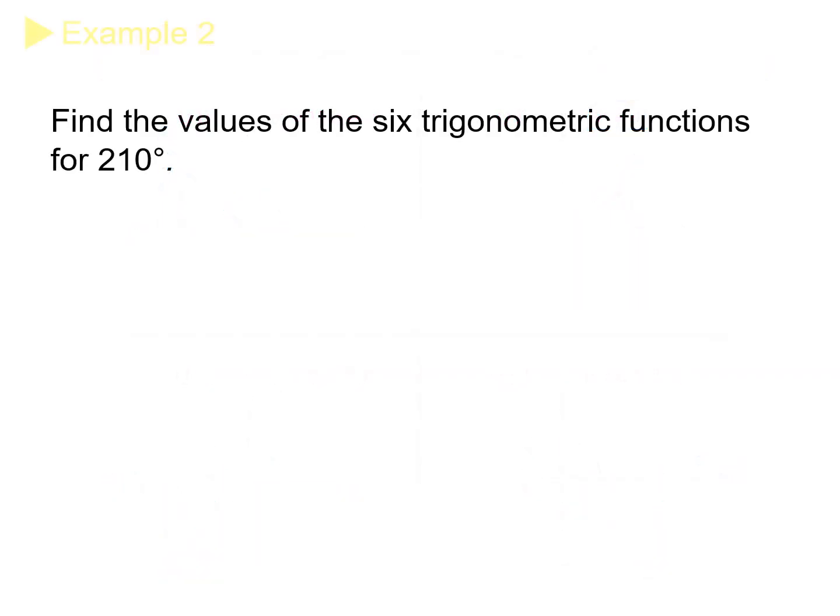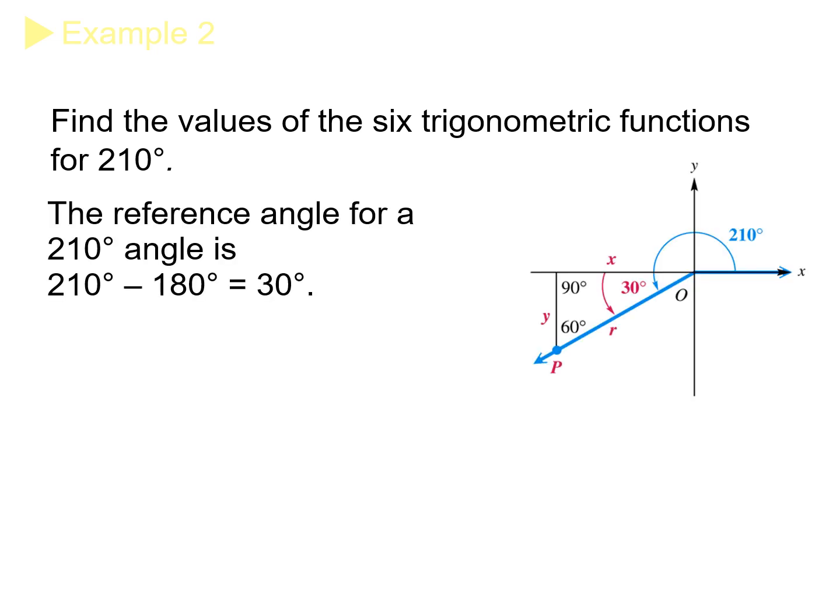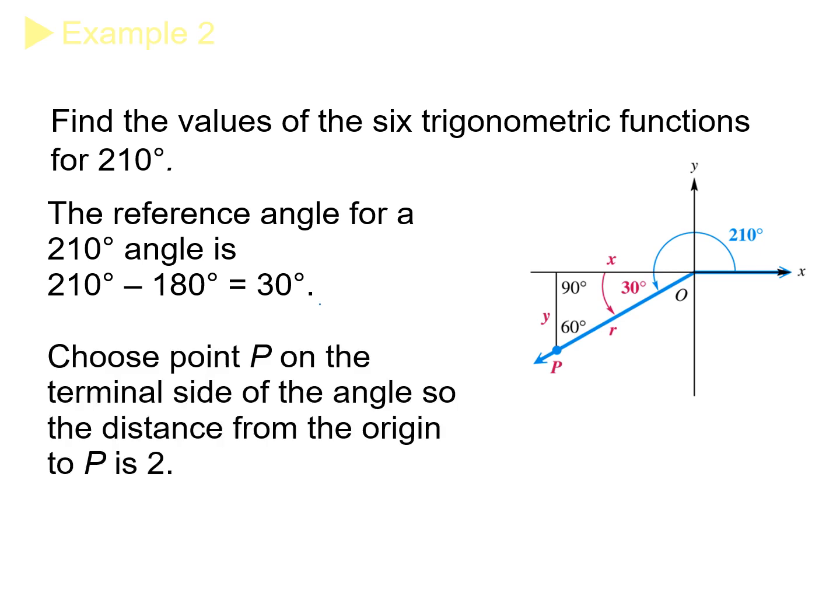Let's find the values of the 6 trig functions for 210. The first thing you need to do is to find the reference angle. So 210 is in the third quadrant, and the reference angle is 210 minus 180, or 30 degrees. Now, we can pick a point along this line. So the distance from the origin to my point P is 2. Why 2? Because I know I've got a 30, 60, 90 right triangle on my hands.